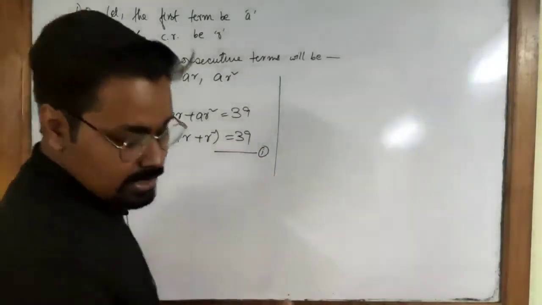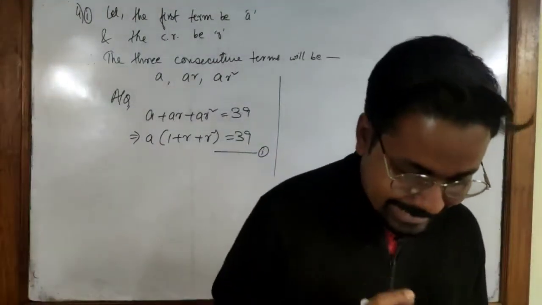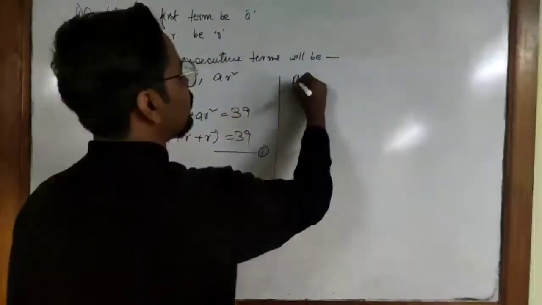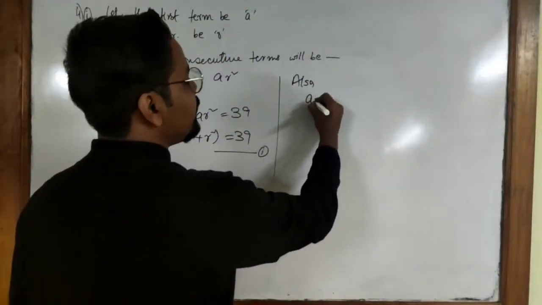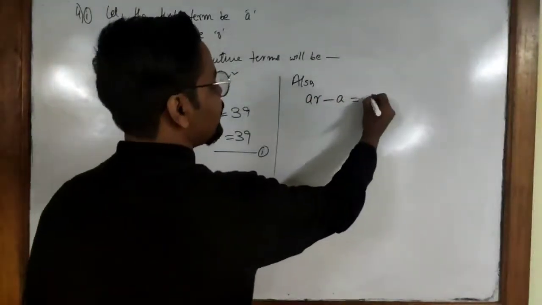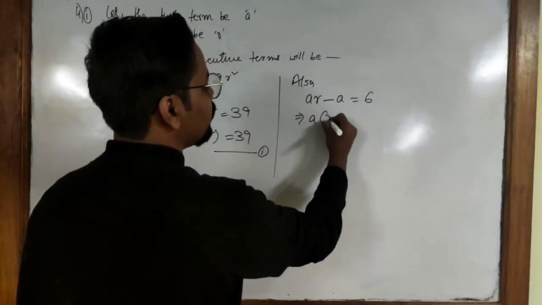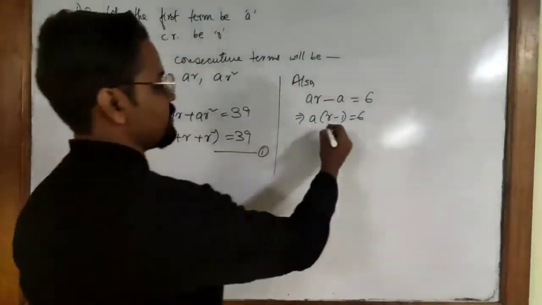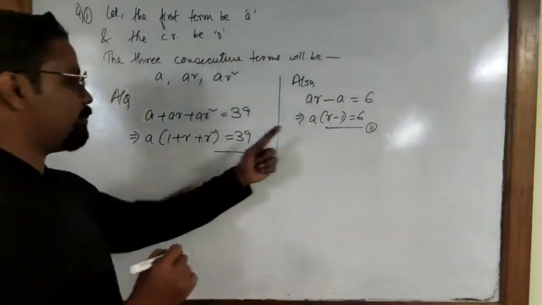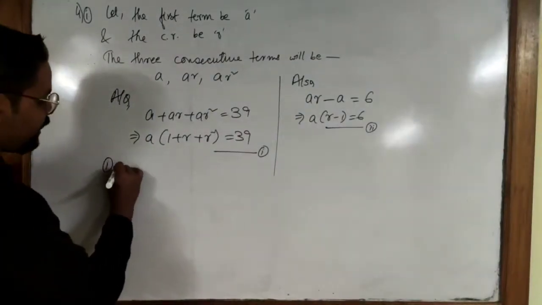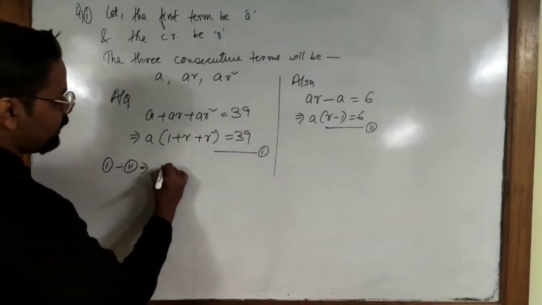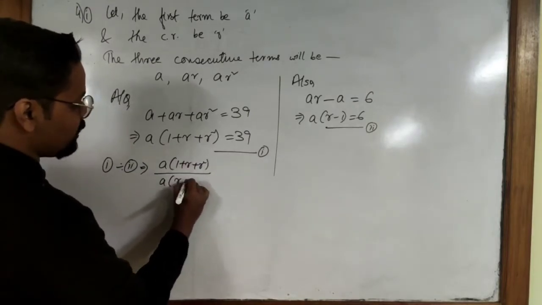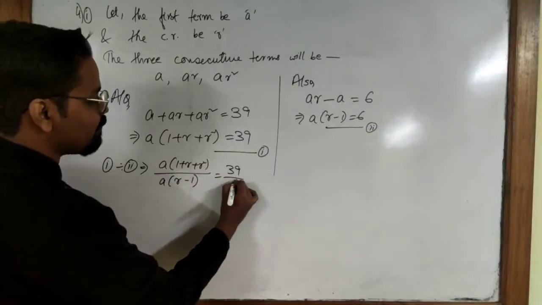We have another condition, and that condition says that the second term is 6 more than the first term. That means the difference of second term and first term is 6. So, second term is ar minus a equals 6. So, if you take a as common, you get a into r minus 1 equal to 6. So, now we have two equations. So, let us divide 1 by 2 and see what happens. So, if I divide 1 by 2, then I will get a into 1 plus r plus r square by a into r minus 1 equal to 39 by 6.